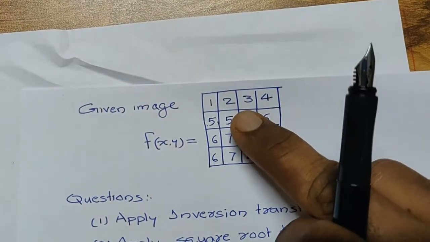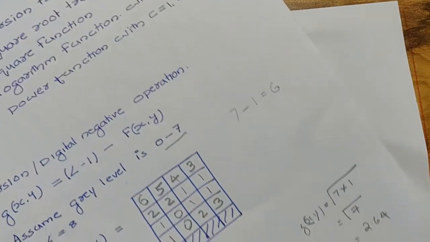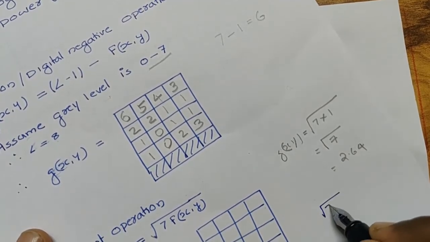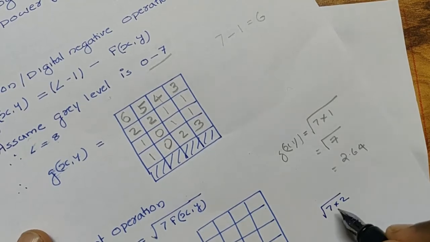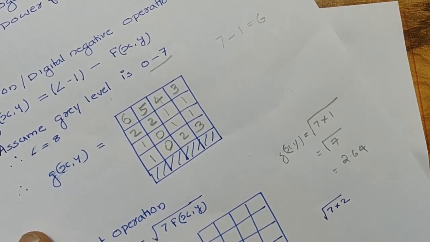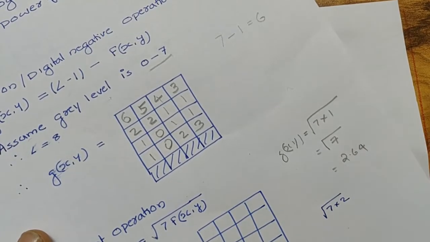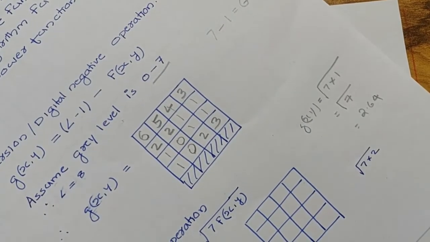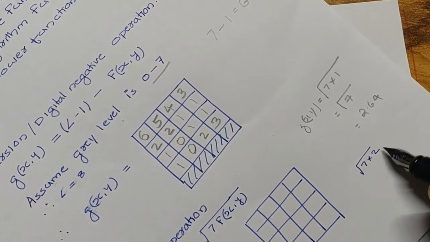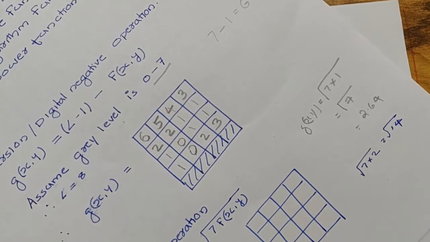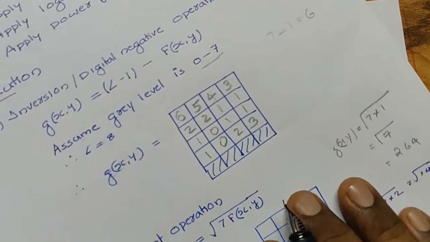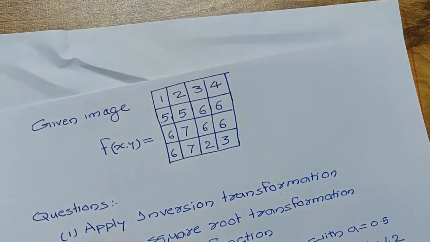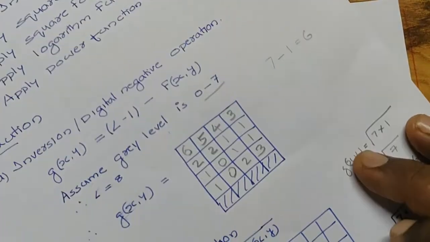Similarly, take the second pixel, this 2. Now apply the equation, g of xy is equal to root of 7 into 2, that's equal to root of 14, or root 7 into root 2. Anyway, the value will be 3.74, which is equal to root of 14. Value of root of 14 is equal to 3.74. Similarly, find all values of all the elements in this image matrix. Then we can see that.